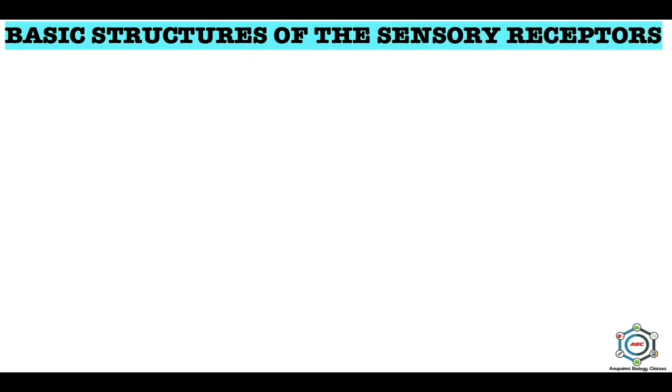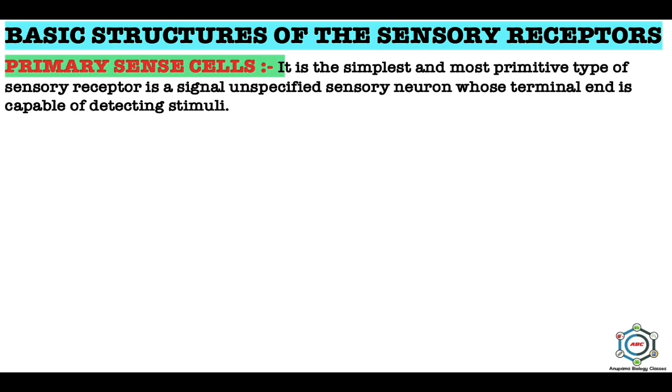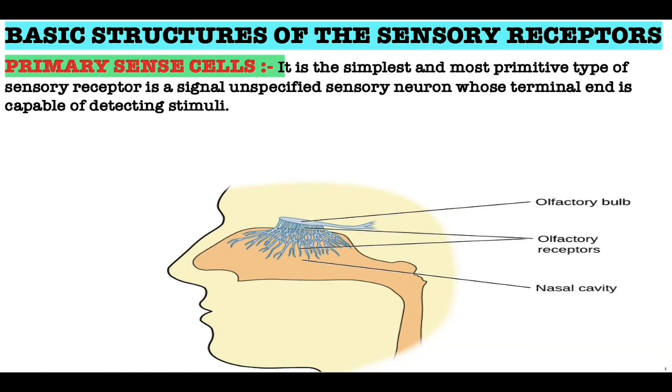Now the basic structure of the sensory receptors, which are of 2 types. The first one is primary sense cells. It is the simplest and most primitive type of sensory receptor. It is a single unspecialized sensory neuron whose terminal end is capable of detecting stimuli. This is the olfactory lobe, and the olfactory cells belong to this type of primary sense cells.